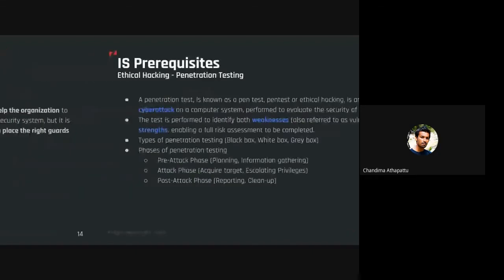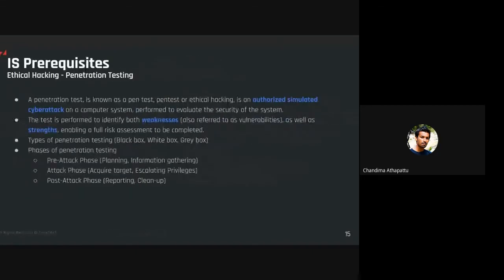Then we are talking about penetration testing. So what is penetration testing? We are simulating a cyber attack with authorization, and also identifying both weaknesses as well as strengths. We have black box, white box, and gray box penetration testing, as the concept is the same.